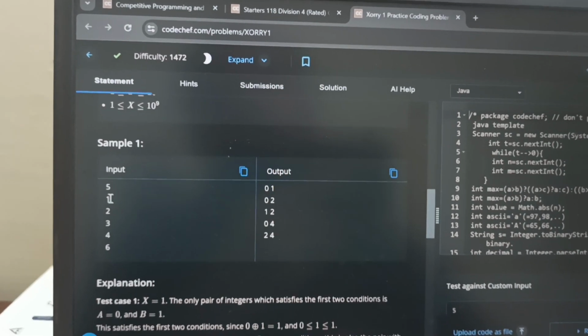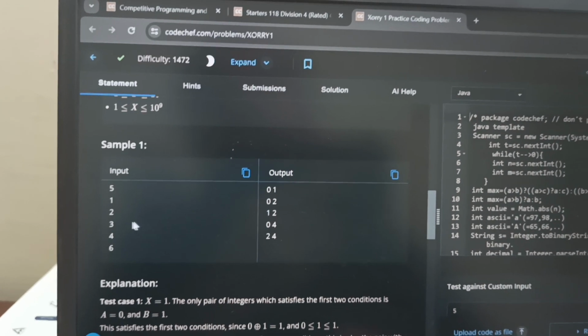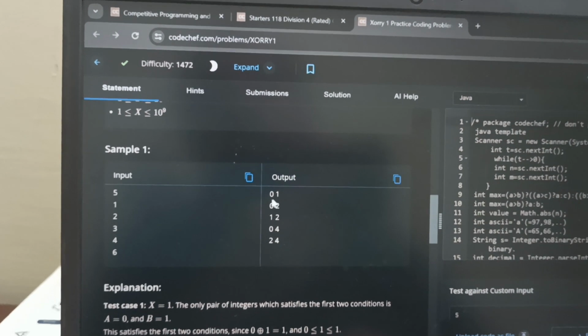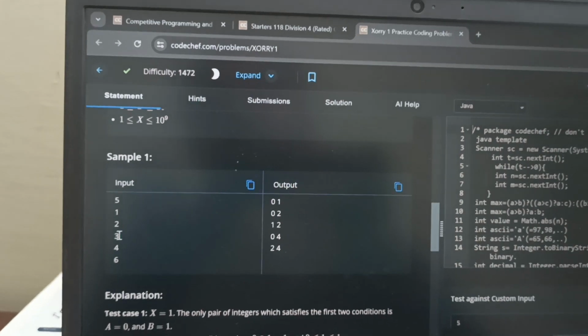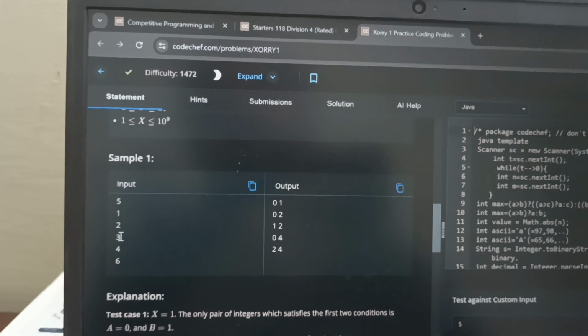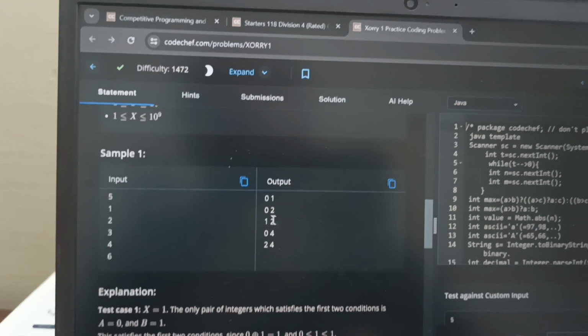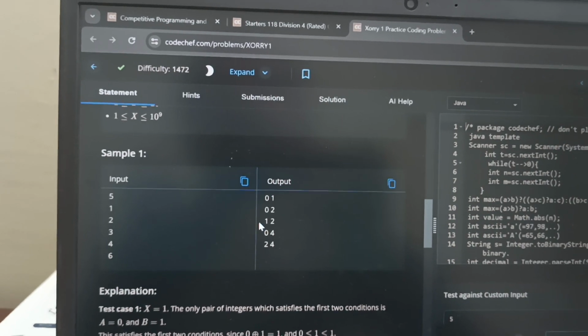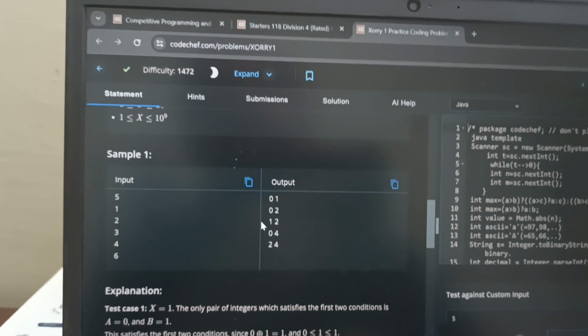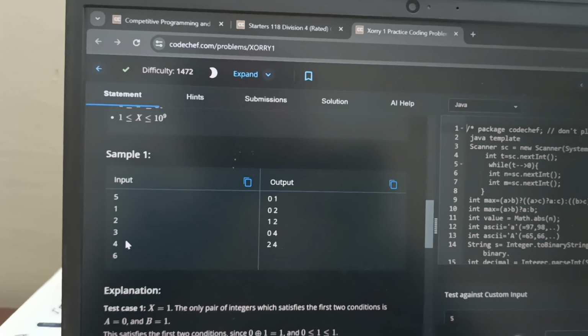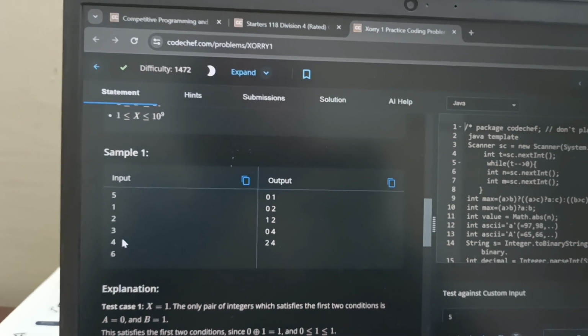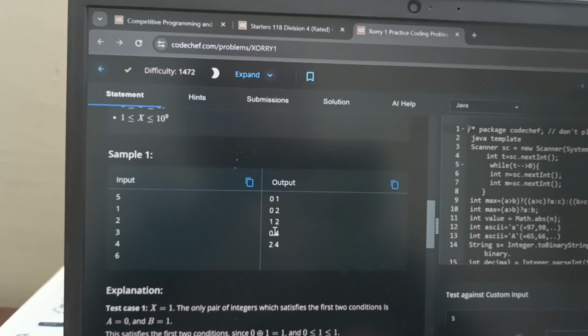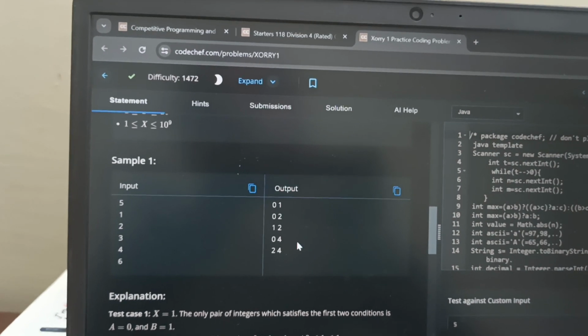So in case of 1 we have 0 and 1, in case of 2, 0 and 2, in case of 3 you have 0 3 and 1 2, but 2 minus 1 is less than 3 minus 0. And similarly in case of 4 you have to print 0 and 4, in case of 6 you have to print 2 and 4.